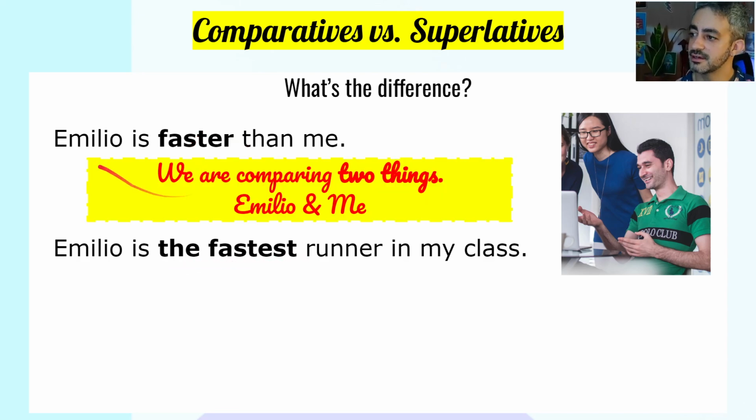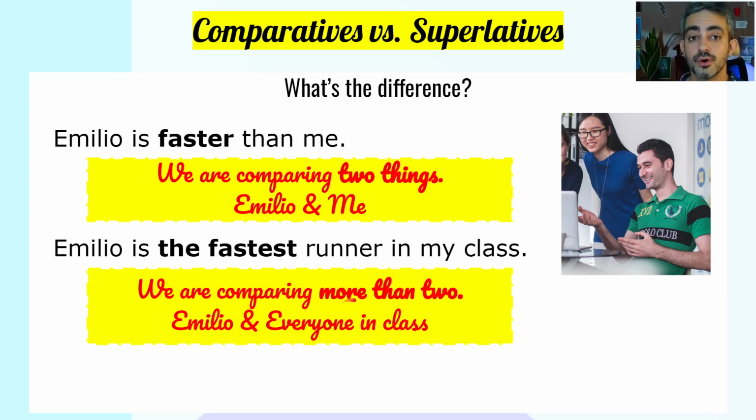The answer here is that for the comparative, we are comparing two things, Emilio and me. Emilio is faster than me. But with superlatives, we're comparing more than two things, Emilio and everybody in my class. So many people. So when you compare more than two things, and you want to say who is the best, the top, then you need to use superlatives.